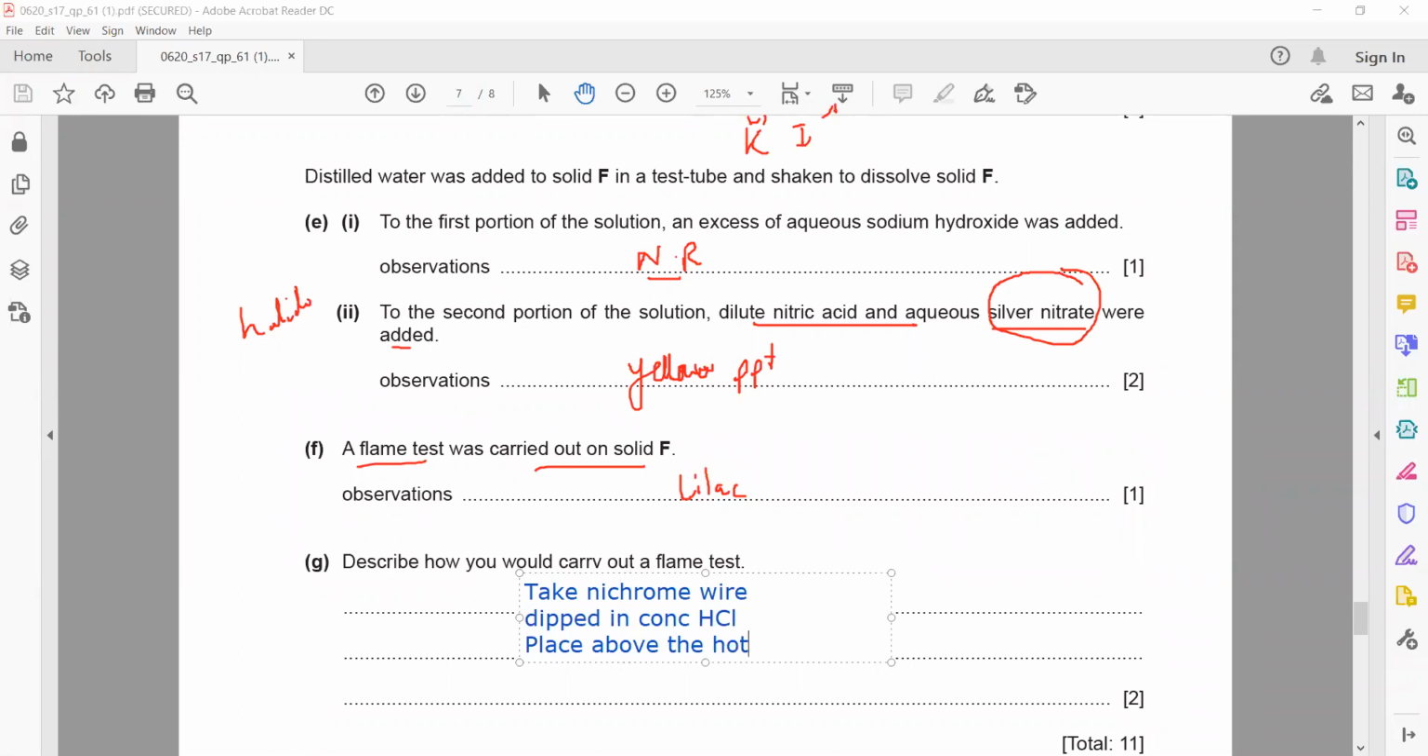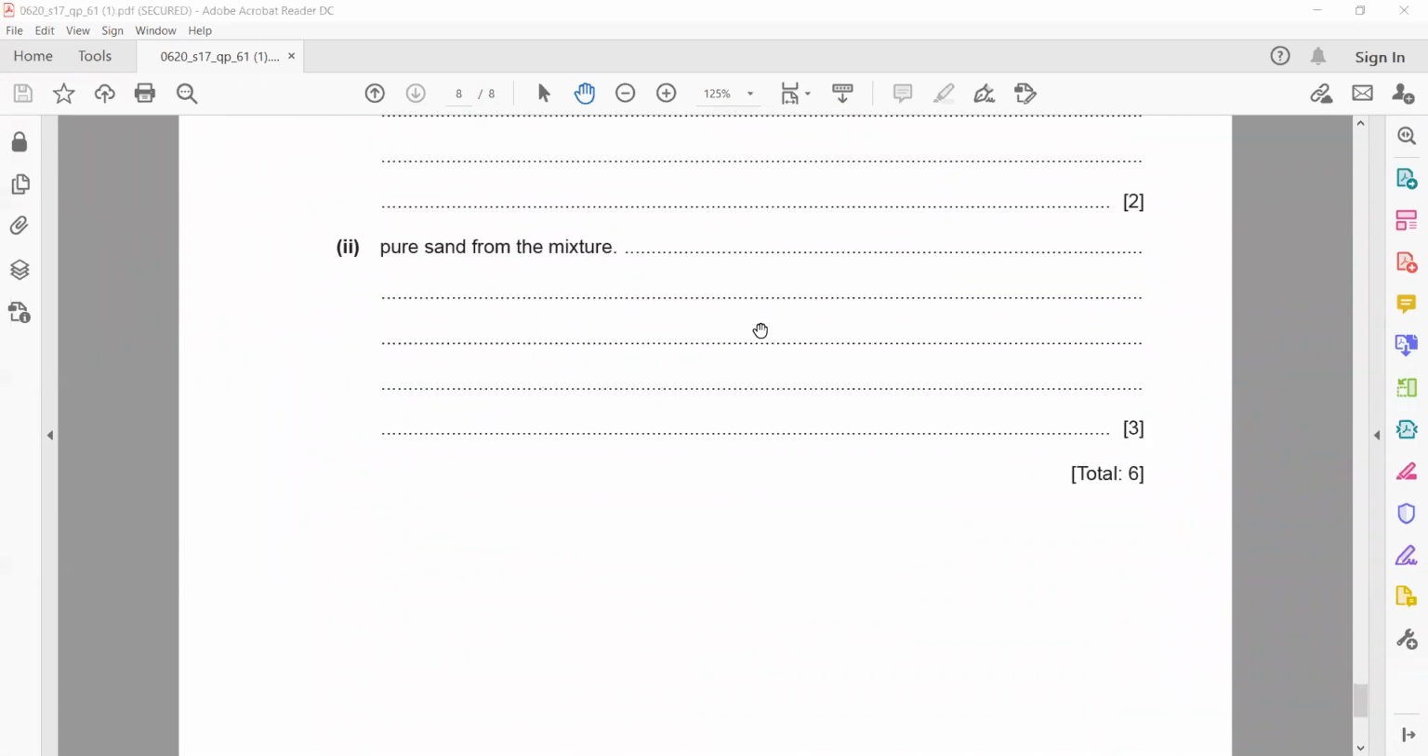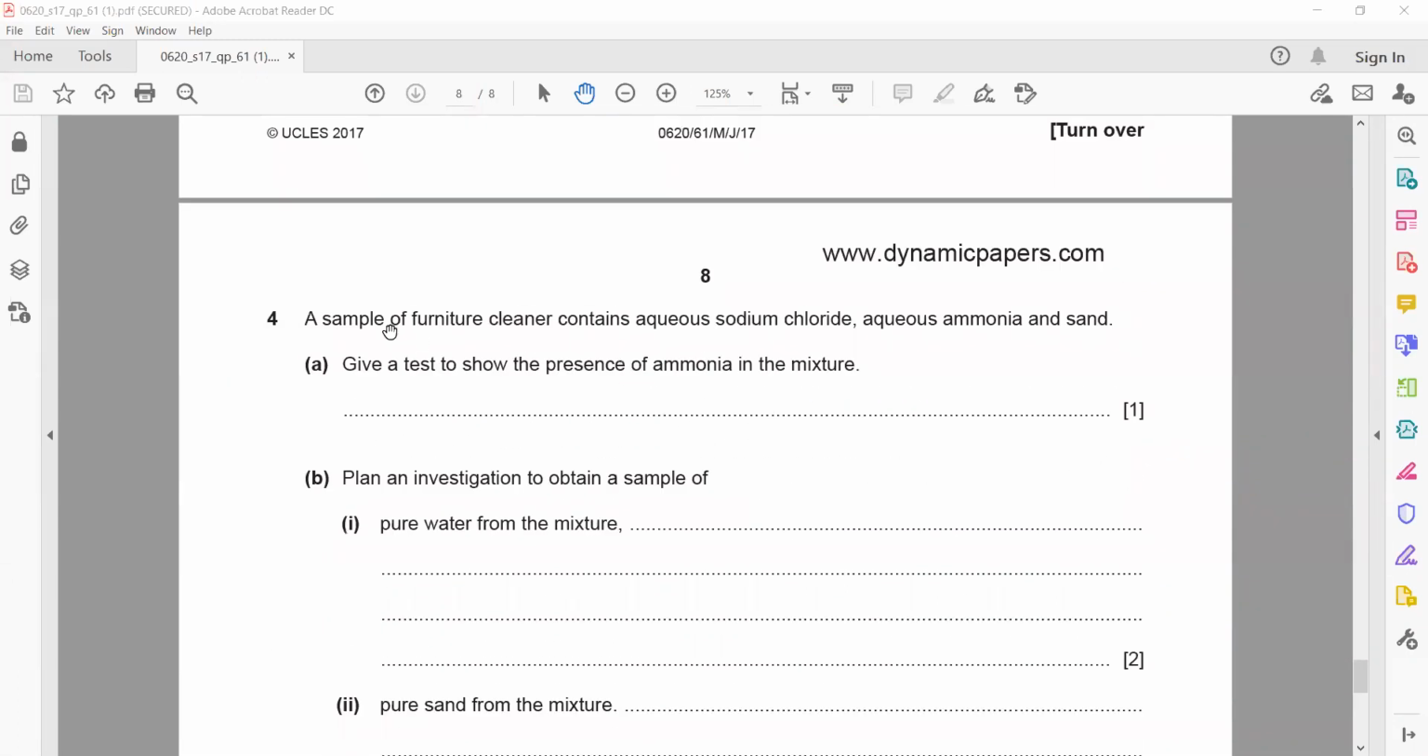Then this is the last question. A sample of a furniture cleaner contains aqueous sodium chloride, aqueous ammonia and sand. Give a test to show the presence of ammonia. How can we test for ammonia? Check the presence of ammonia.